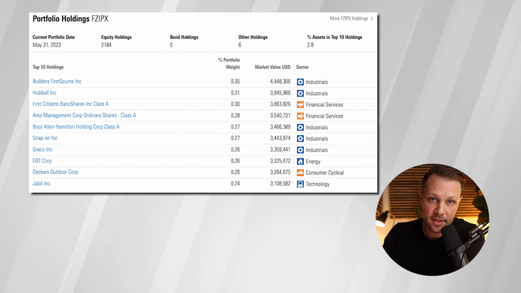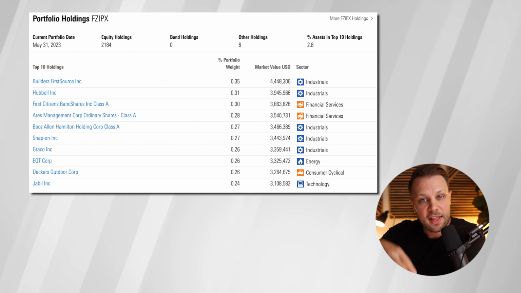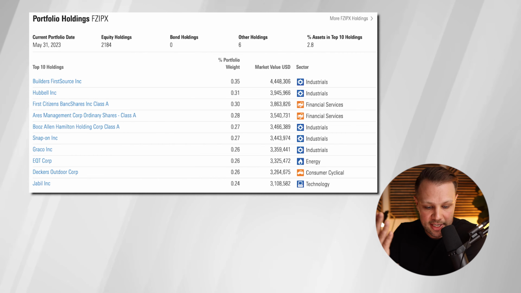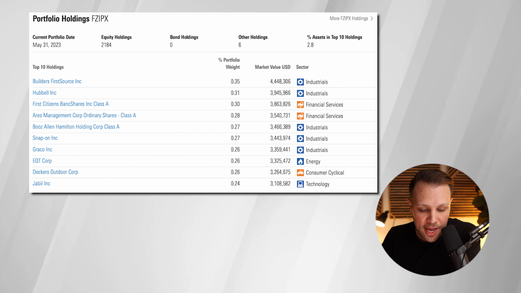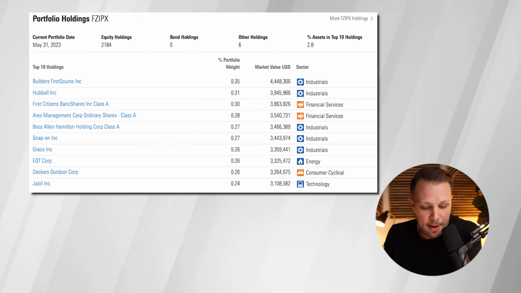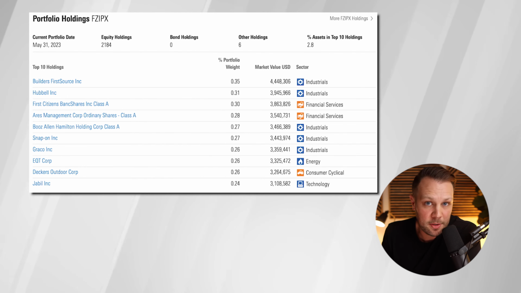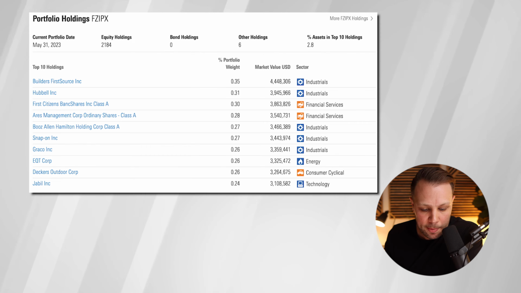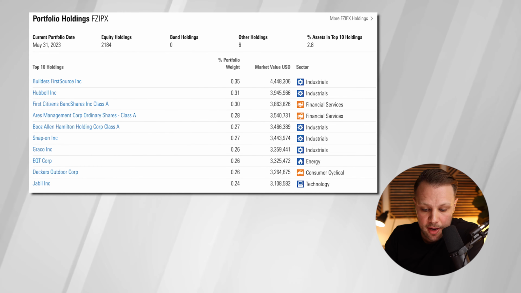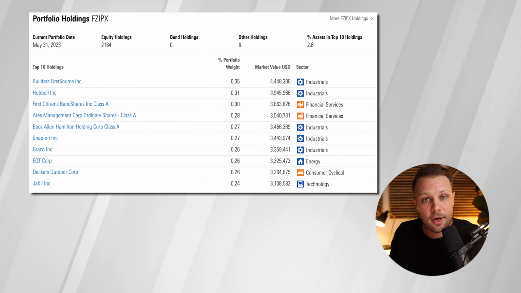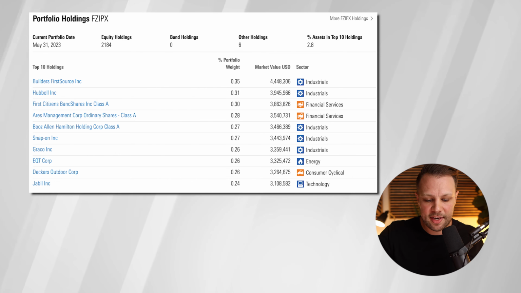Now, you're going to see very different top 10 holdings in these funds than you would in some of the S&P 500 funds, and a lot of these companies you probably have not heard of outside of a couple of these. So Builders FirstSource, Hubbell Incorporated, First Citizens Bank, Ares Management Corp, Booz Allen Hamilton Holding Corp, Snap-on, a lot of people may know what Snap-on is from tools, Graco, which is the paint company, EQT Corp, and Deckers Outdoor Corp. So as we look through this one, not as many companies, and they're in very different sectors, where a lot of these are in industrial sectors. And so this is a very different type of company if you want to invest in these funds.